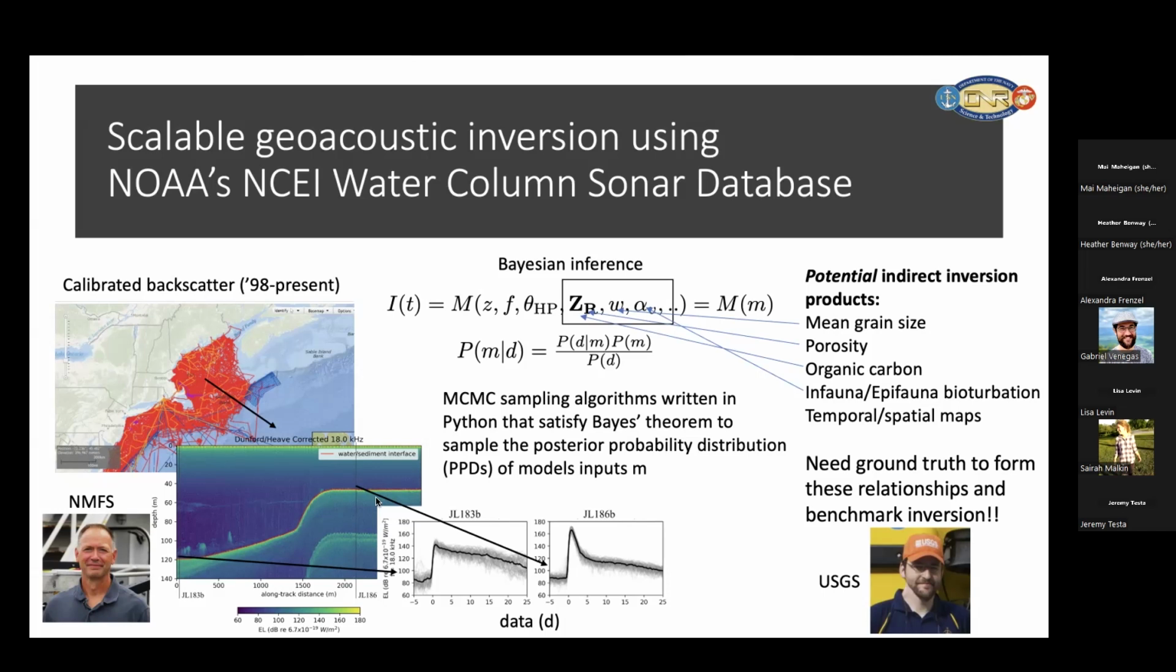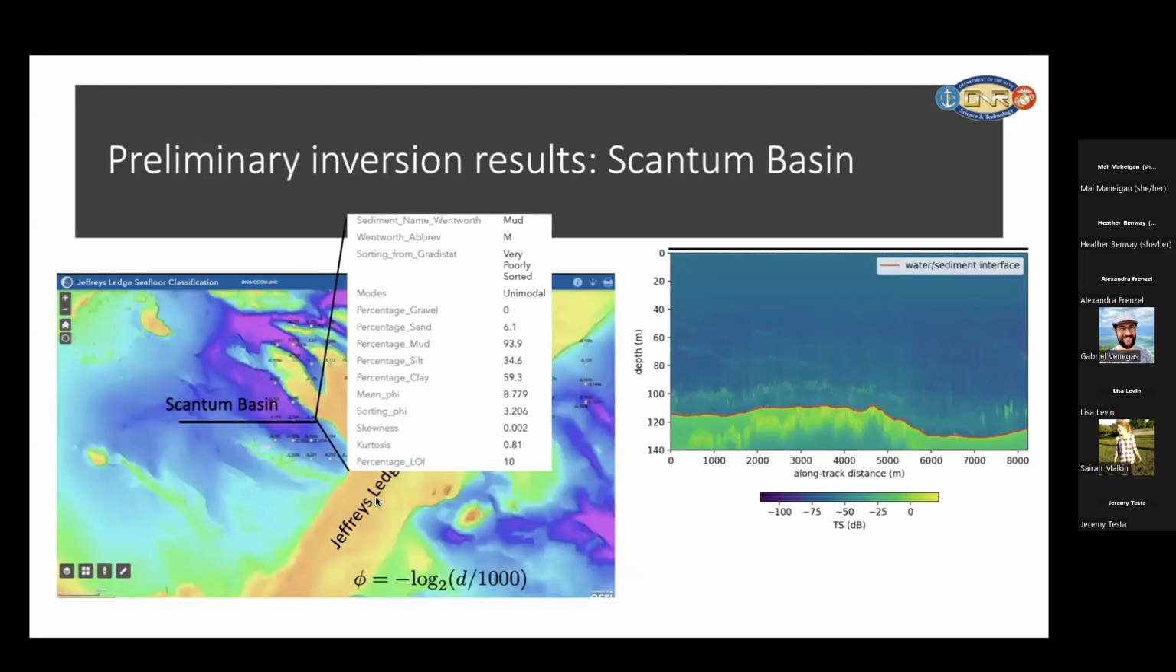So we have a lead at USGS. I have a colleague there who's giving us a bunch of qualitative data, like grain size distributions, loss on ignition, those kinds of things. So this is still work in progress, obviously. This is a preliminary inversion result in the Stellwagen Basin. So this is Jeffreys Ledge, and this is Stellwagen Basin. And here are a bunch of ground truth measurements that were taken in 2002.